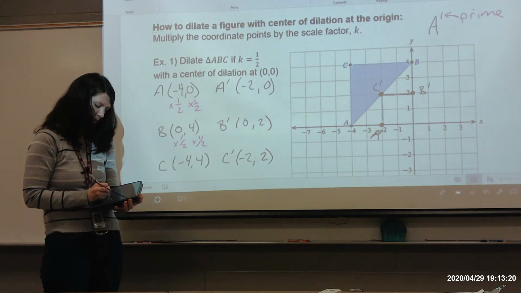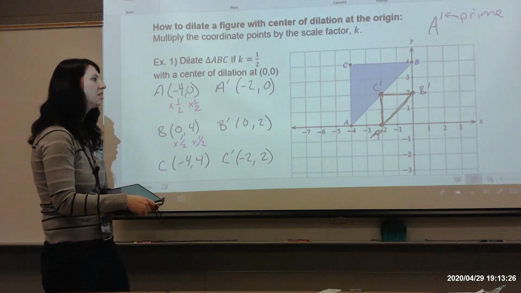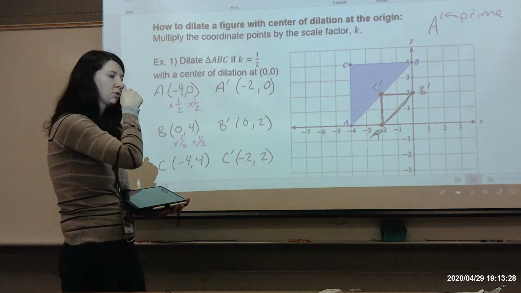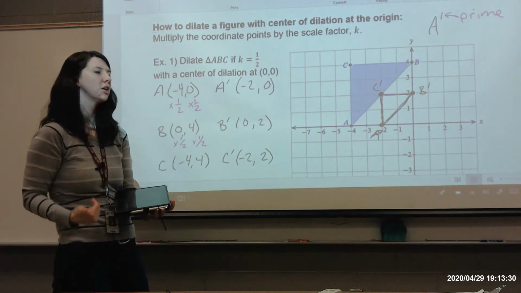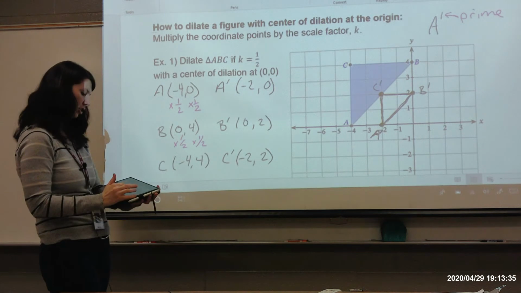So we should see that the shape should look the same. We didn't change anything else in the triangle except for how big or small it is. So it should look like the same triangle except half smaller. Okay, and I think we've successfully done that here. Let's do one more example.